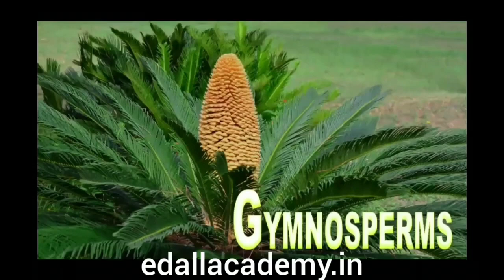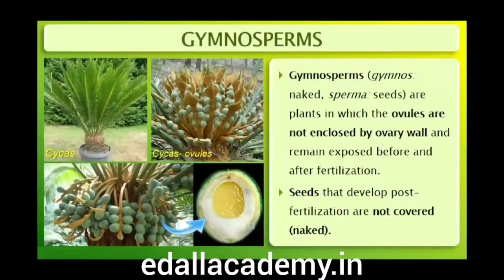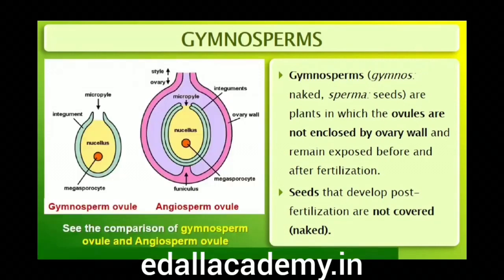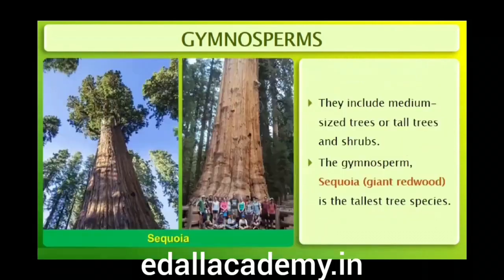3.4 Gymnosperms. The gymnosperms (gymnos, naked; sperma, seeds) are plants in which the ovules are not enclosed by any ovary wall and remain exposed, both before and after fertilization. The seeds that develop post-fertilization are not covered, that is, are naked. Gymnosperms include medium-sized trees or tall trees and shrubs. One of the gymnosperms, the giant redwood tree Sequoia, is one of the tallest tree species.